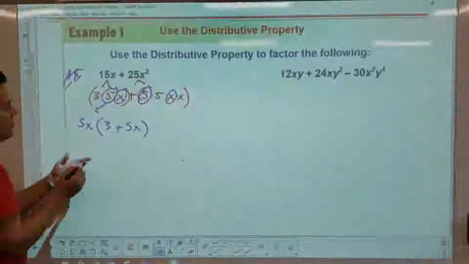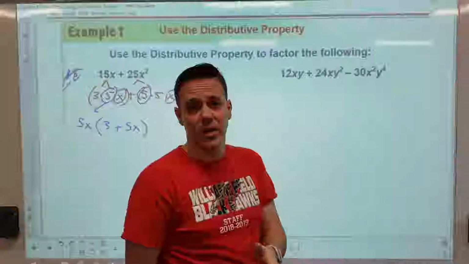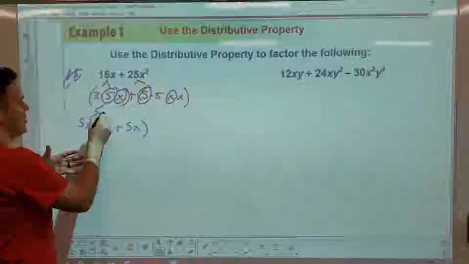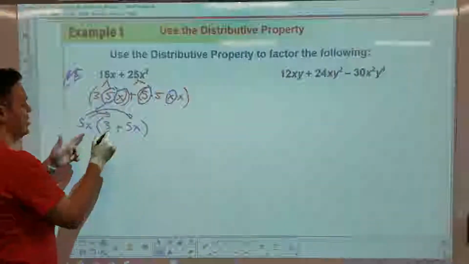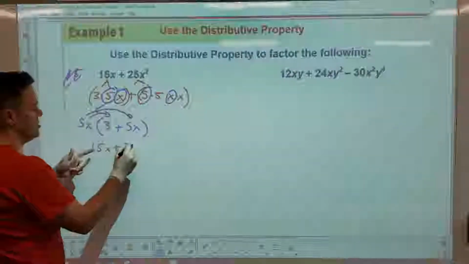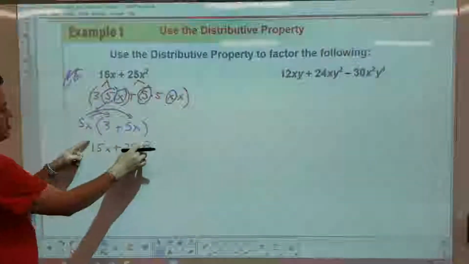And so the main principle behind this is asking yourself, if I were to multiply this out, a monomial by a binomial, like what we've been doing, what would you actually do? So here, if I were to multiply this out, you would get 15x, right? And then you would get plus 25x squared. Because 5 times 5, and then there's 2 x's.